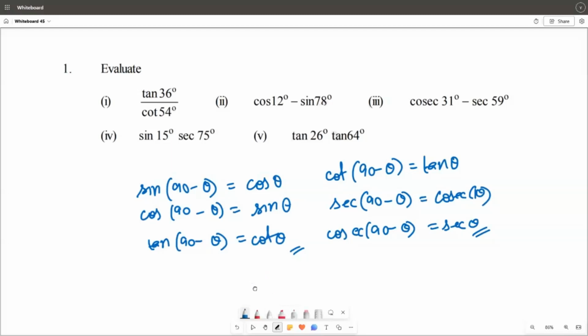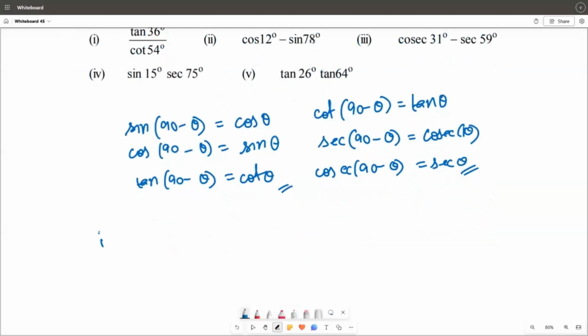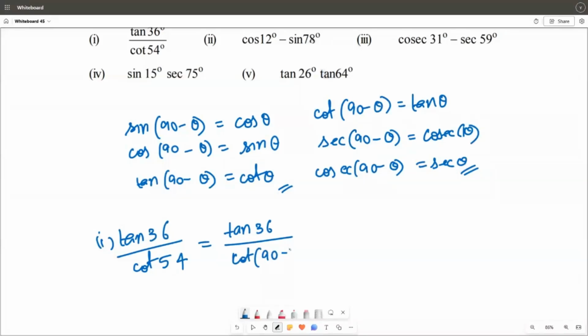We have tan 36 by cot 54. Let's write it down. Tan 36 by cot 54. We know that we can write 54 as 90 minus 36. So we'll write it as tan 36 by cot 90 minus 36. And we know cot 90 minus theta equals tan theta. So therefore cot 90 minus 36 equals tan 36. So the answer will be tan 36 by tan 36. The numerator and denominator will get cancelled and the answer we got is 1.